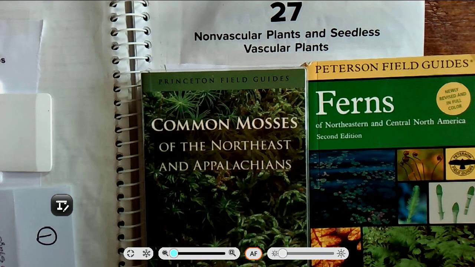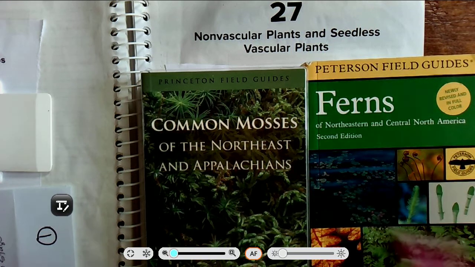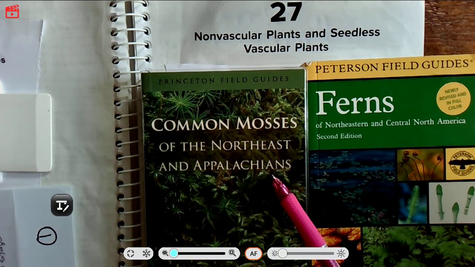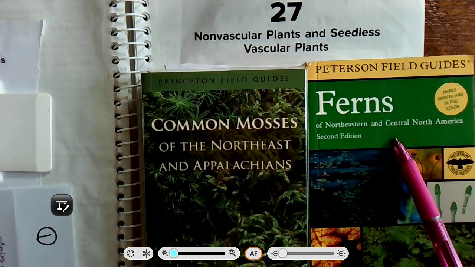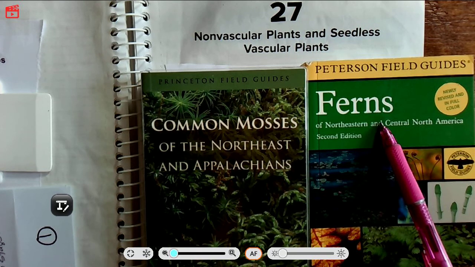In this recording, I'm going to introduce you to Lab 27, non-vascular plants and seedless vascular plants. Our non-vascular plants are the mosses, which carpet the forest that you might walk in. They're very small, low to the ground. And our seedless vascular plants, we'll be looking at ferns. So you should notice that ferns have spores, not seeds.